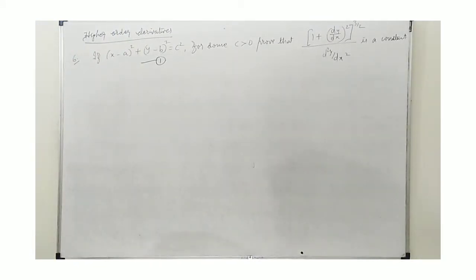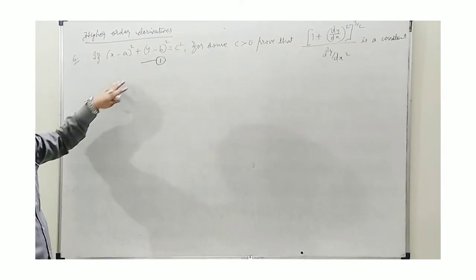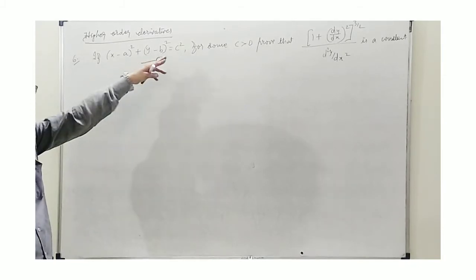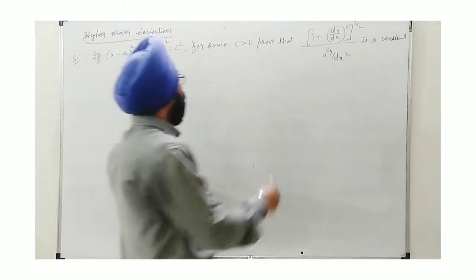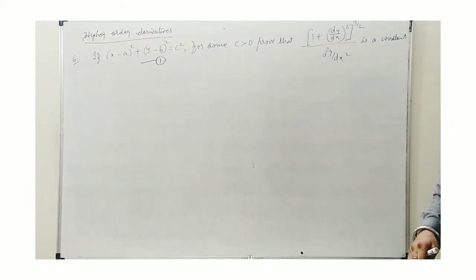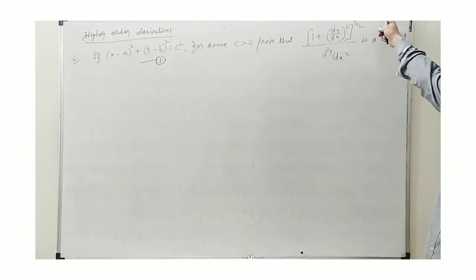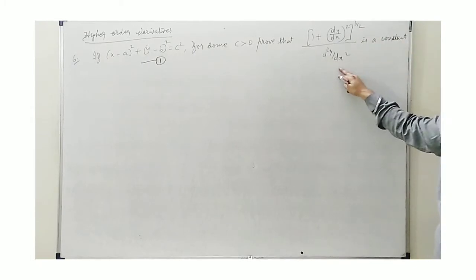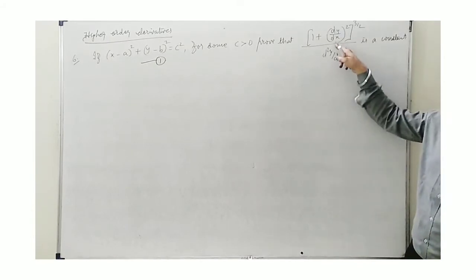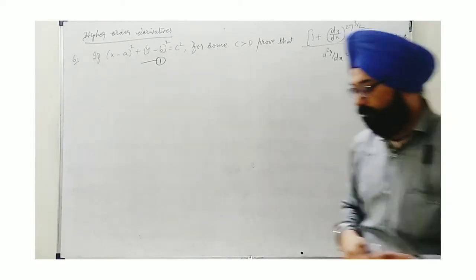Now as the last question of the module I have taken x minus a whole square plus y minus b whole square equal to c square. If you remember, this is the equation of a circle with center a comma b and radius c, where c is greater than or equal to 0, obviously, it being a length given as a positive value. Prove that 1 plus dy by dx whole square raised to the power 3 by 2 divided by d square y by dx square is a constant. I find here basically I need one-time and two-time differentiation. We will utilize the value from the given equation. Let's see.